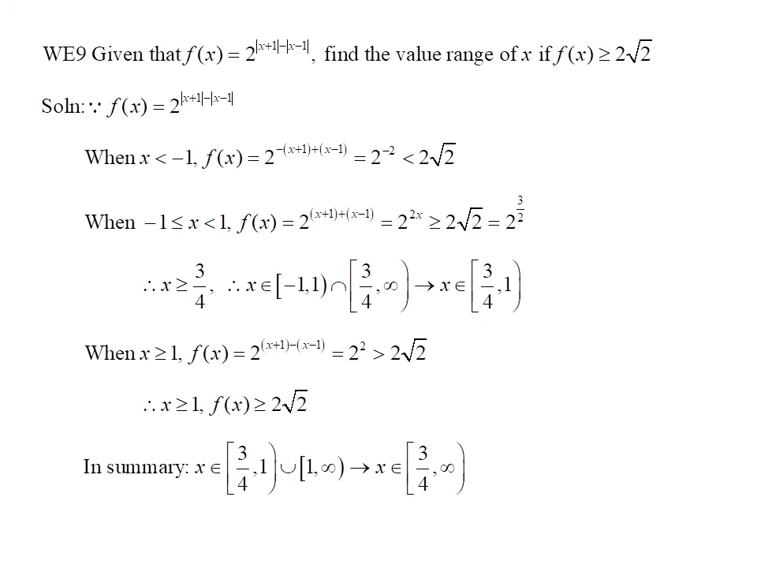Hence, in summary, the value range of x is the union of the set where x is greater than or equal to 3 over 4 but less than 1, with the set where x is greater than or equal to 1. Finally, when x is greater than or equal to 3 over 4, f(x) is greater than or equal to 2 square root 2.